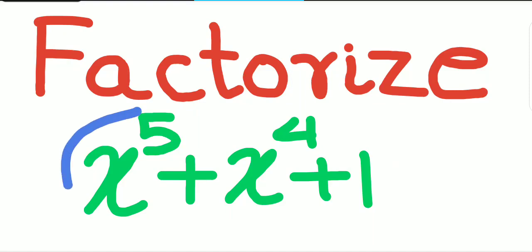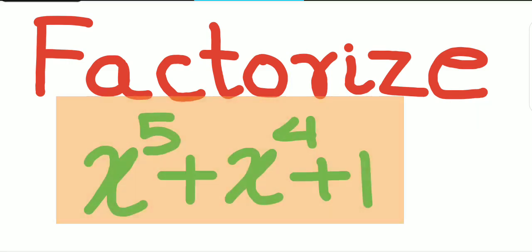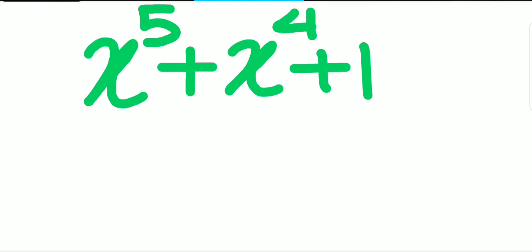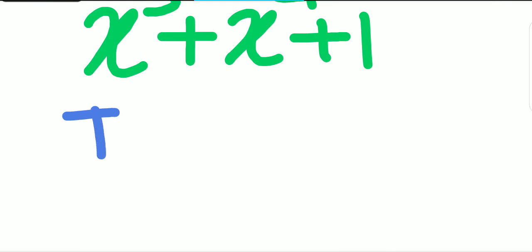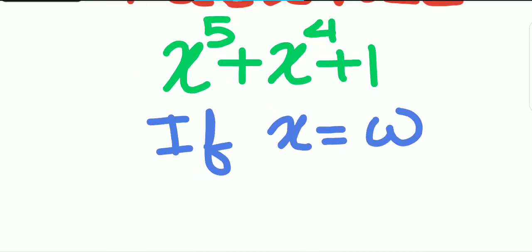Let us factorize the expression x to the power 5 plus x to the power 4 plus 1. We see that we don't get trivial factors like x plus 1 or x minus 1 or x plus 2 or x minus 2. However, something happens if you write x equal to omega. Let's do it. If x equal to omega, what will happen?